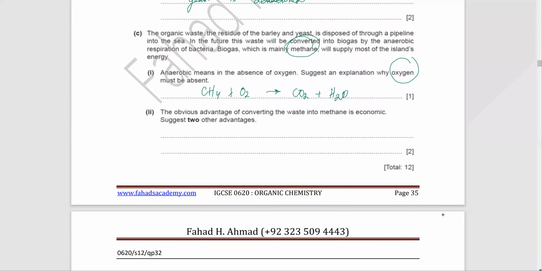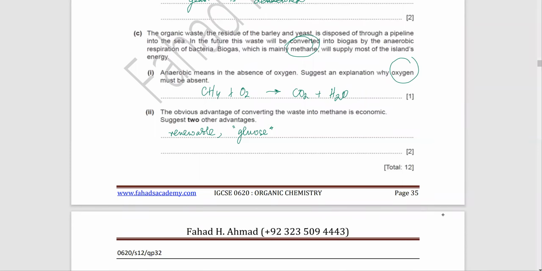The obvious advantage of converting the waste into methane is economic. Suggest two other advantages. So, what are the two other advantages? One is that it's going to be renewable. The reason it's going to be renewable is your starting material is glucose. That is renewable. You can grow more glucose. Okay, that's the number one point. It's renewable. You're not going to run out of this source of energy.